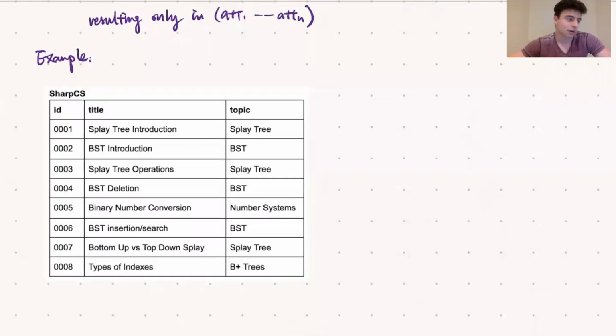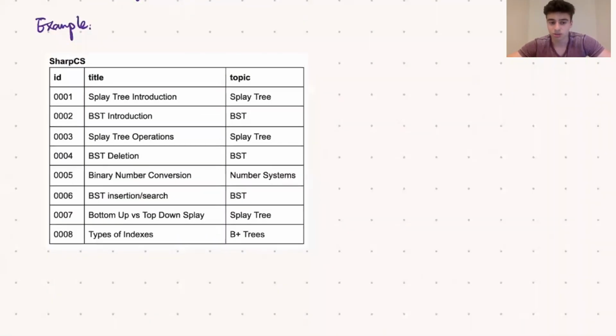So here is our example table, Sharp CS. Now, the Sharp CS table has three attributes. The first attribute is an ID. The ID is an integer. Our second attribute is a title, which is a string. And our third attribute is the topic attribute, which again is a string. And it has, as you can see, 8 tuples at the moment. Now, we're going to do an example relational algebra query on this table and look at what the result is.